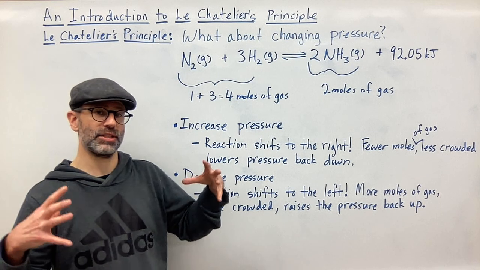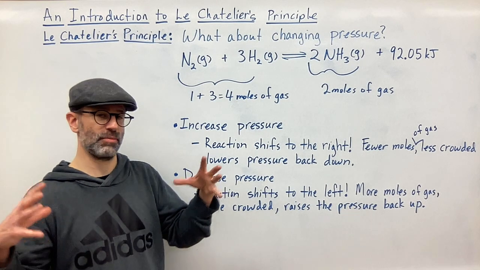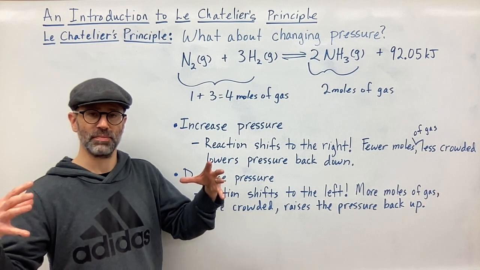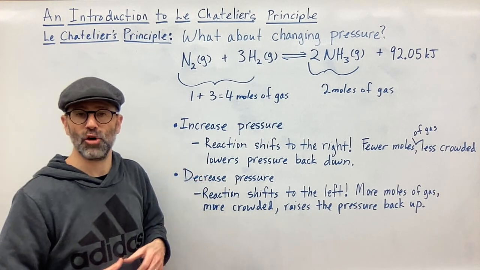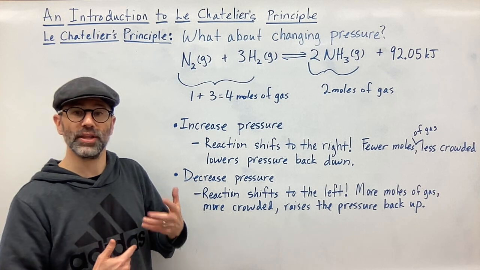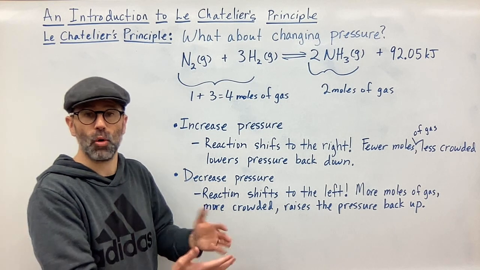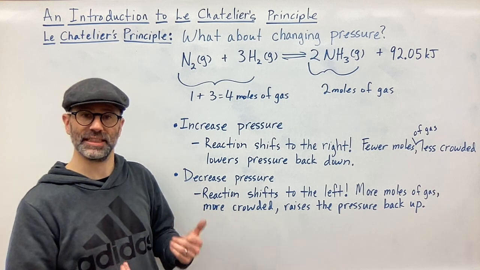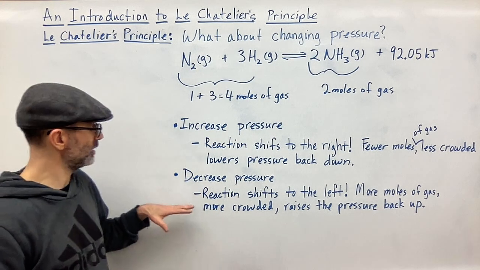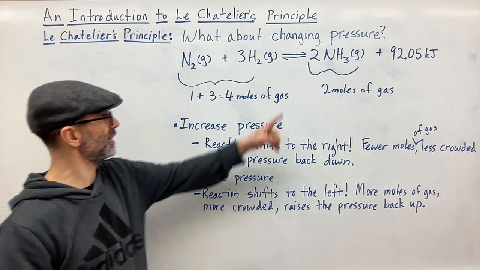Maybe I increase the volume, right? So I increase the volume of my reaction vessel. The particles become less crowded, and so they're going to want to move in the direction that's going to produce more particles so they can raise that pressure that was decreased, right? So in this case, the reaction is going to shift to the left.